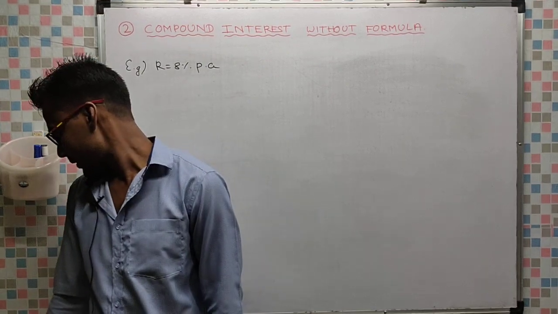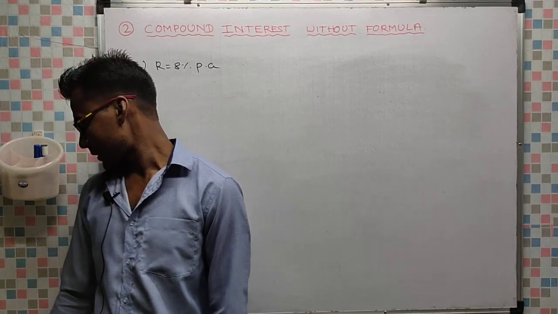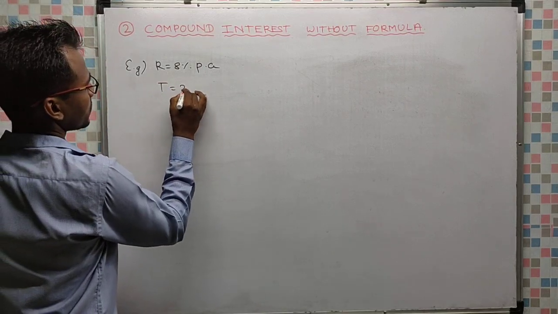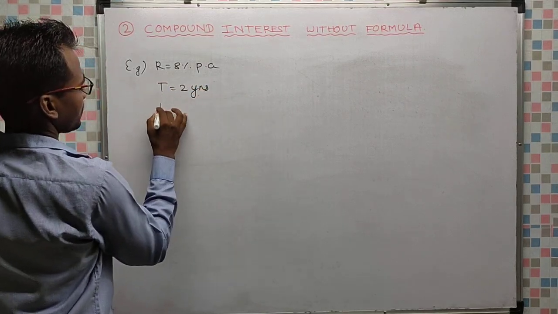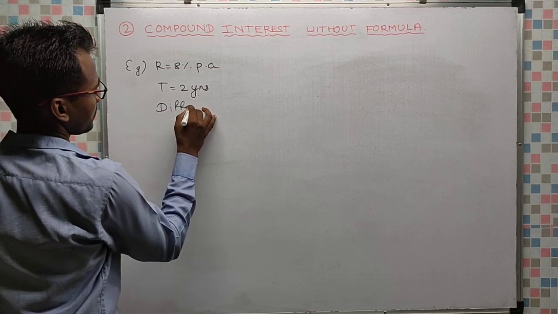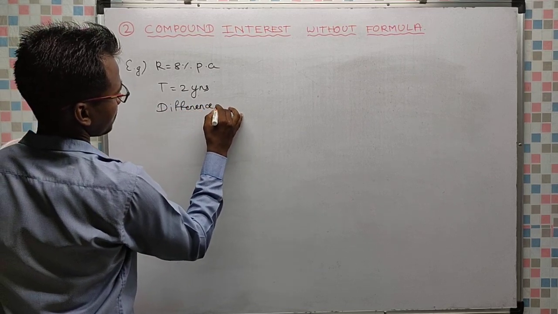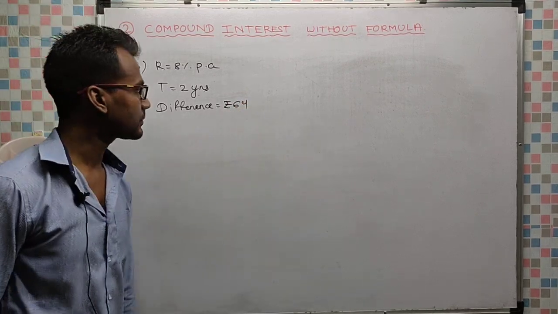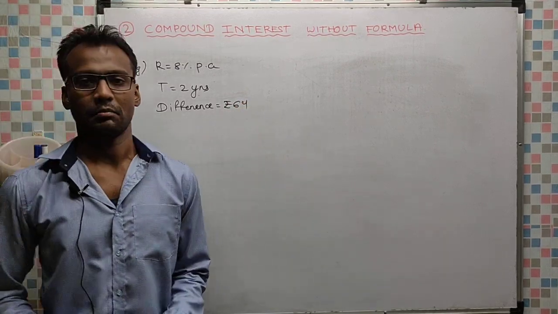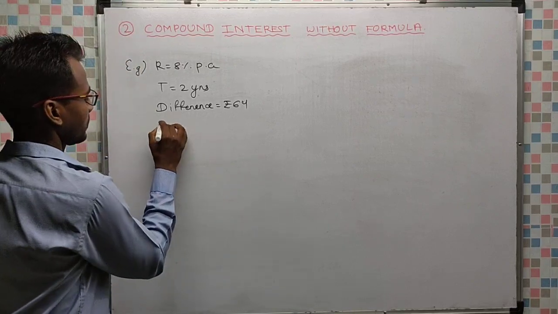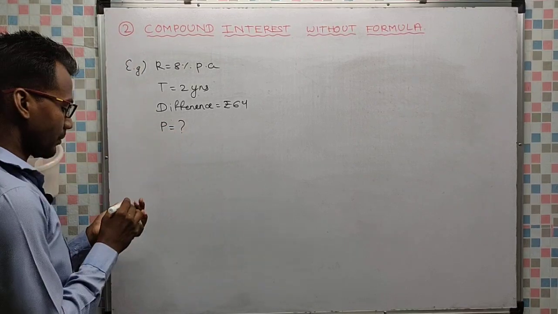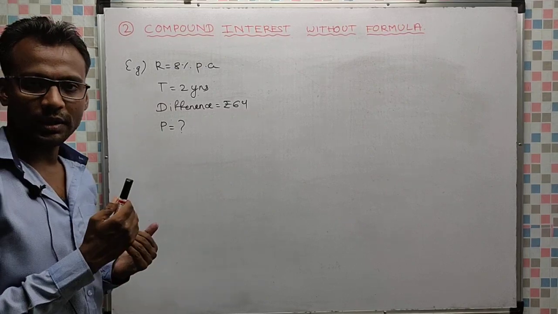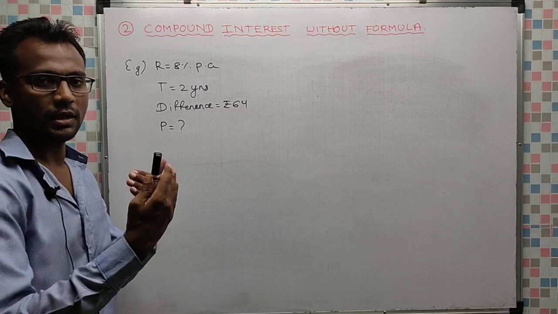Okay, the difference for 2 years is rupees 64. Time is 2 years and the difference is rupees 64. We have been asked to calculate the sum. P we have to find. So let us calculate simple interest, compound interest, then we will calculate the difference.